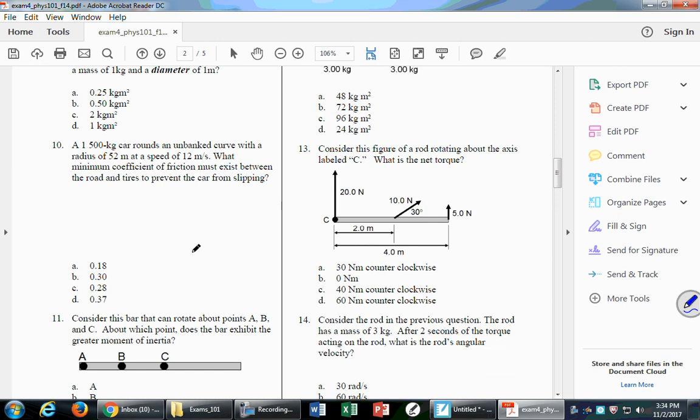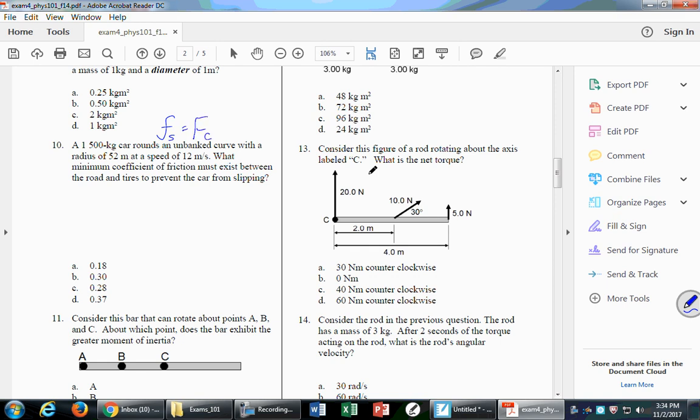Look at number 10. This is about our centripetal force. Here I have a 1,500 kilogram car, goes around a curve with a radius and at a certain speed, and I want to know the coefficient of friction. Now remember, when you have circular motion, there is some force that is the centripetal force. And in this case, the centripetal force is the static friction.